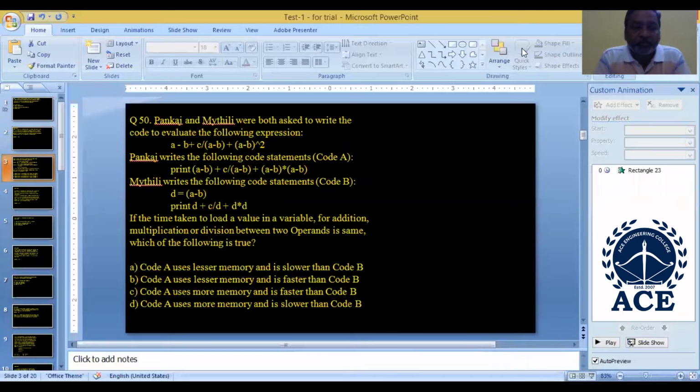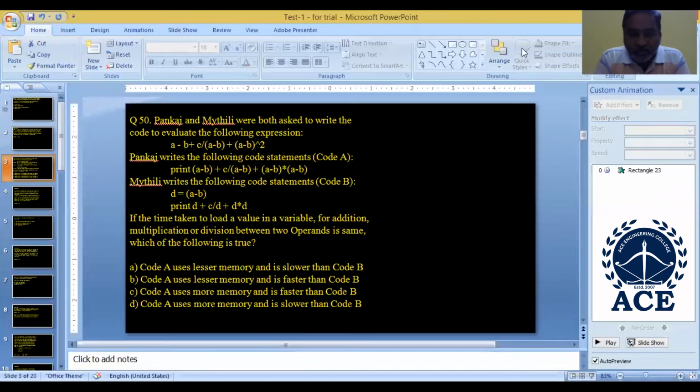I'll take the second question. Question number 50. Pankaj and Maithili were both asked to write code to evaluate the following expression: (A minus B) plus C by (A minus B) plus (A minus B) square, or (A minus B) raised to power 2. Pankaj writes the following code segment, called code A in the problem: print (A minus B) computed first, plus C by (A minus B) plus (A minus B) into (A minus B).